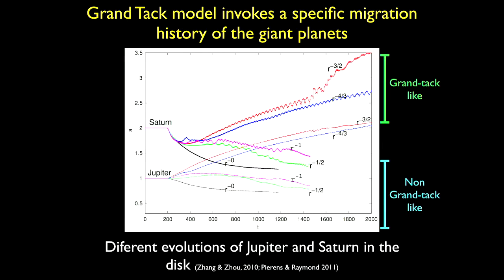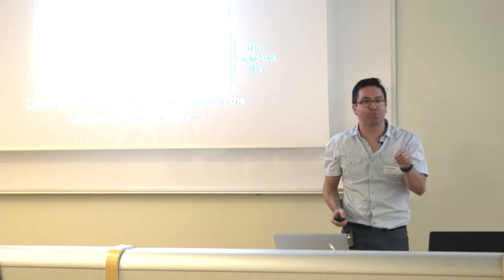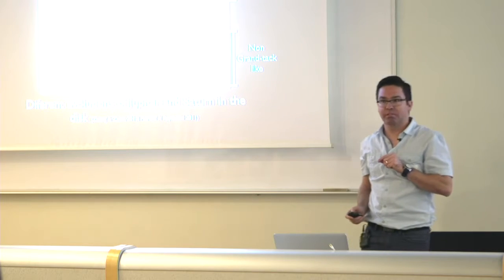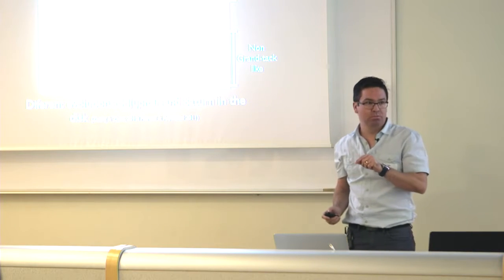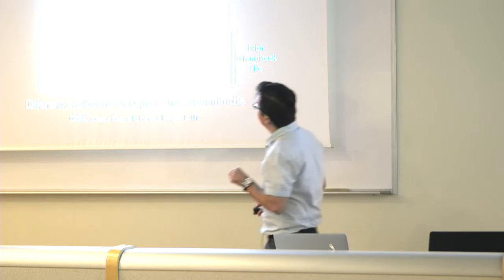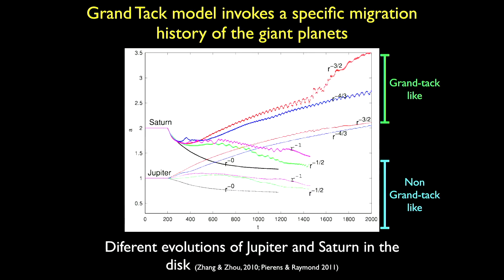But there's an issue. The Grand Tack invokes a specific migration history for the giant planets. It's not the only one possible. So here I have brought together results of a few simulations from Zhang and Zhang in 2010, with Jupiter and Saturn migrating in the disk. They are released to migrate at 200 orbits, and that's what happened.